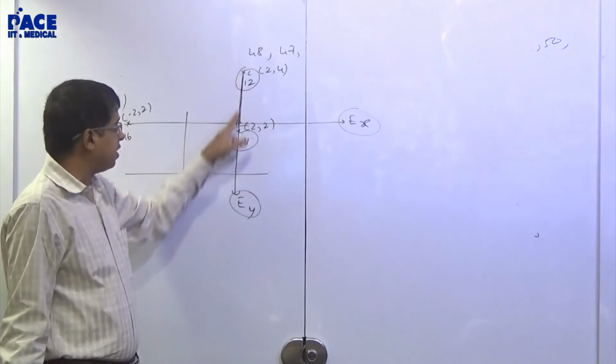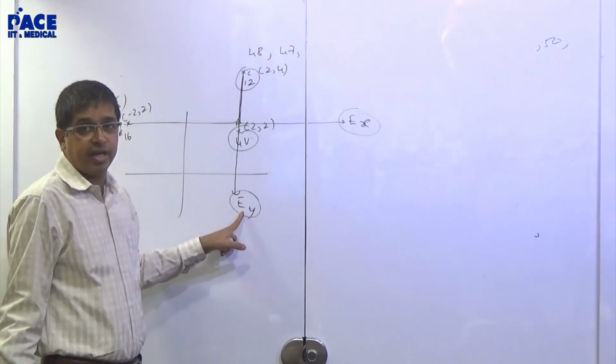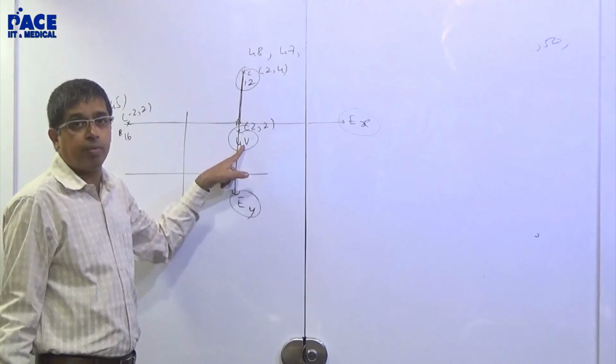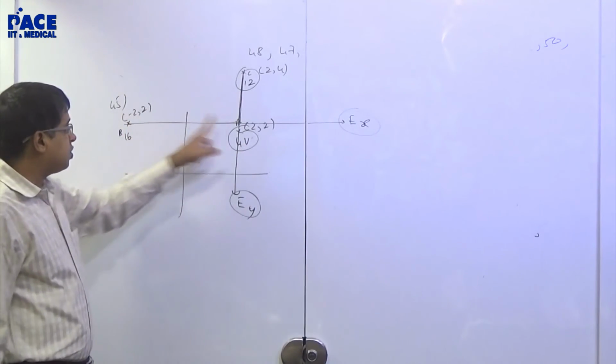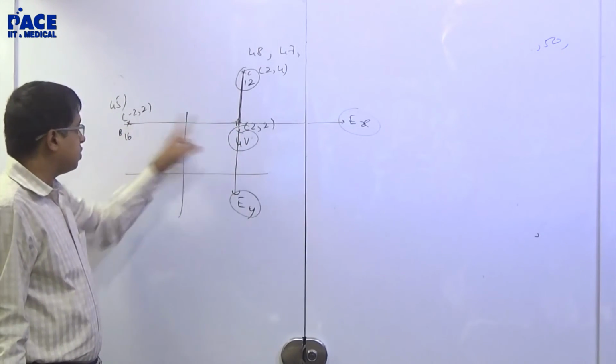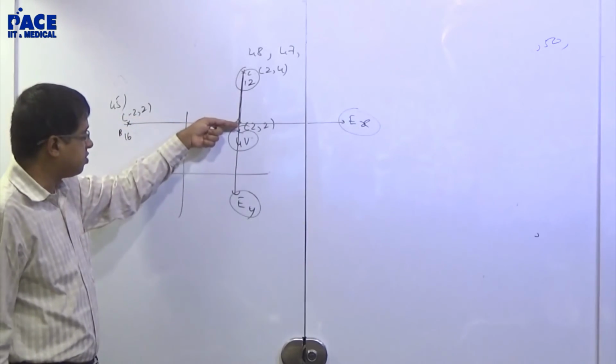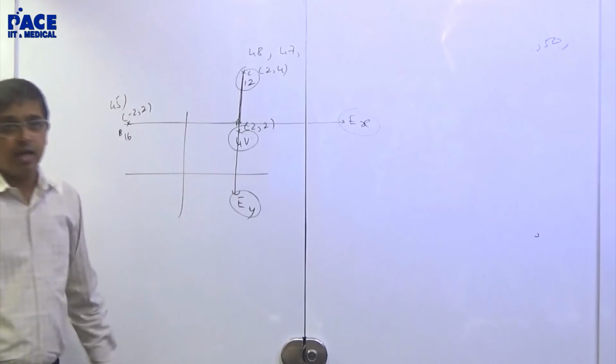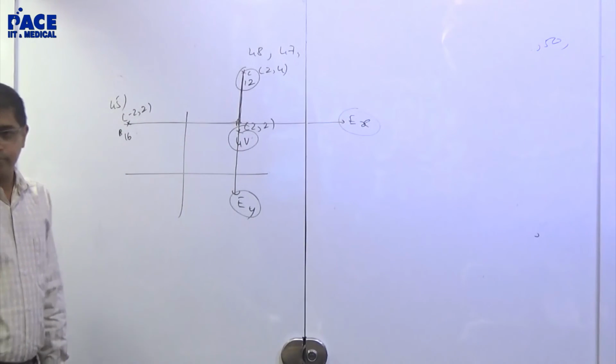See, 12 volts, 4 volts. 12 minus 4 by this distance, I'll get the field in this direction. And why did you take it in the downward direction? Higher potential minus lower potential. 16 minus 4 divided by this distance. Higher minus lower, I will get the field along this direction. Ex and Ey.